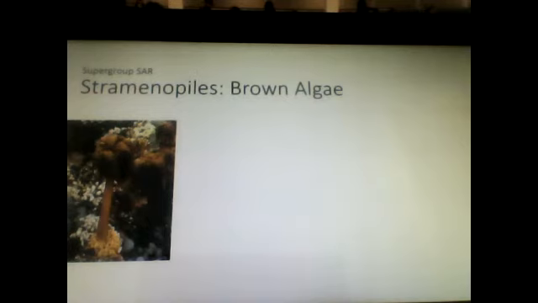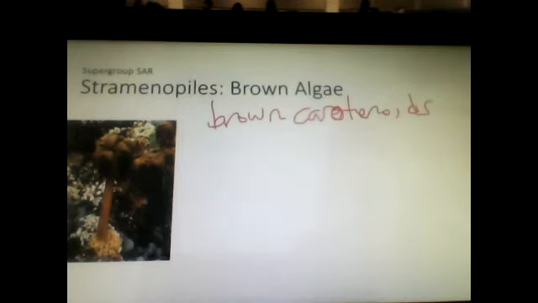The second part of Stramenopiles, in terms of colored algae, are the brown algae. Brown algae have brown carotenoids. That's their photosynthetic pigment. These are different, and we're going to use a word here that we don't usually use. All of them are multicellular. I know. All of them are multicellular.